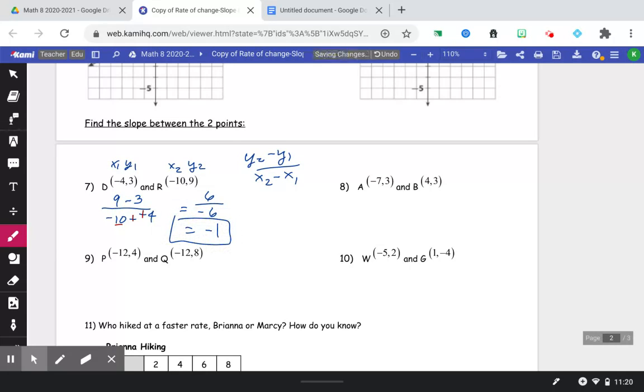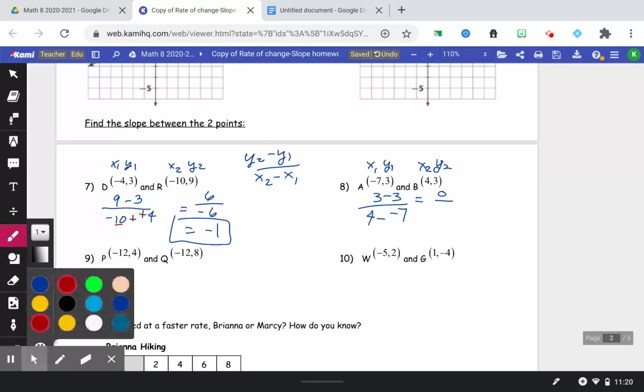Okay, number 8, x1, y1, x2, y2. I'm going to think 3 minus 3 over 4 minus -7. 3 minus 3 equals 0. And if I do keep, change, change, I get 0 over 11. Well, 0 divided by anything is always 0, so the slope is 0.